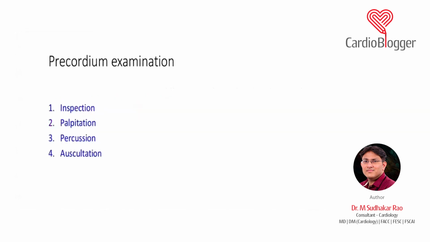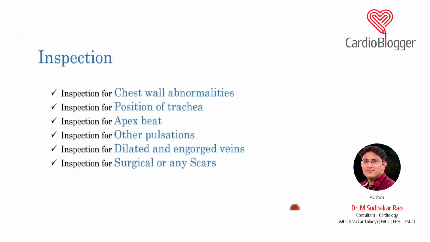The precordial examination, as we all know, consists of inspection, palpation, percussion and auscultation. Most of the auscultation we have already discussed, including the heart sounds, murmurs and others. The other important things include inspection, palpation and percussion, which in the current era we do not lay much emphasis on. So the inspection involves looking for chest wall abnormalities, the position of the trachea, the apex beat, other pulsations, dilated and engorged veins, and surgical or any other scars.